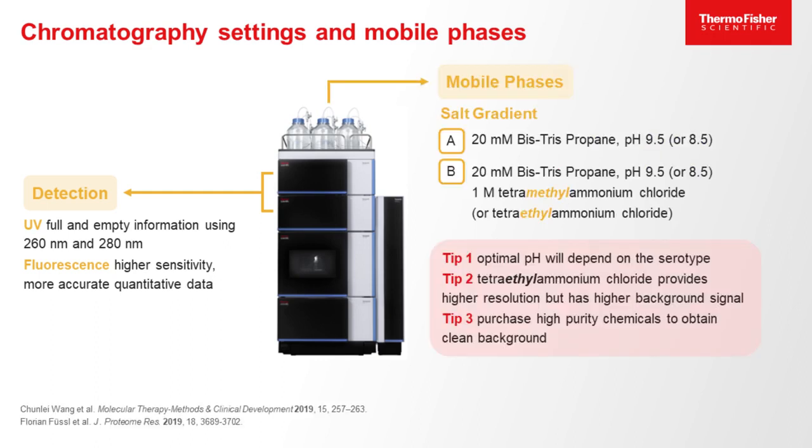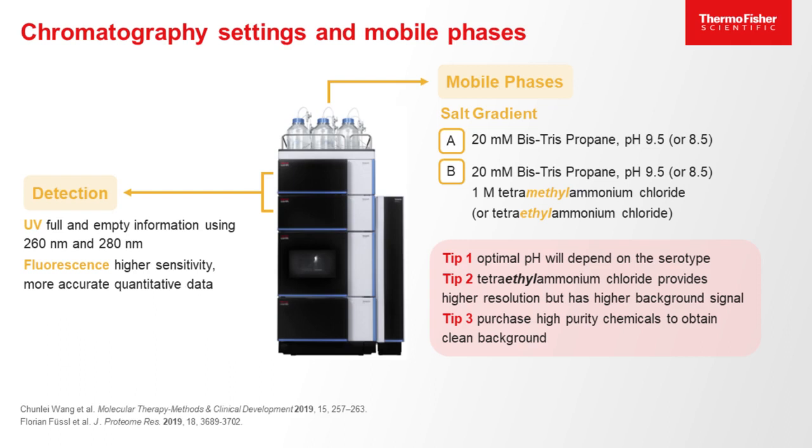For mobile phases, I have tried multiple different conditions and found that bis-tris propane as buffer and tetraalkyl ammonium chloride as salt works great, as also shown in this paper, the first paper listed here in the slide. The optimal pH will depend on the serotype, at least that's what I have seen. So I recommend trying both pH 8.5 and 9.5.